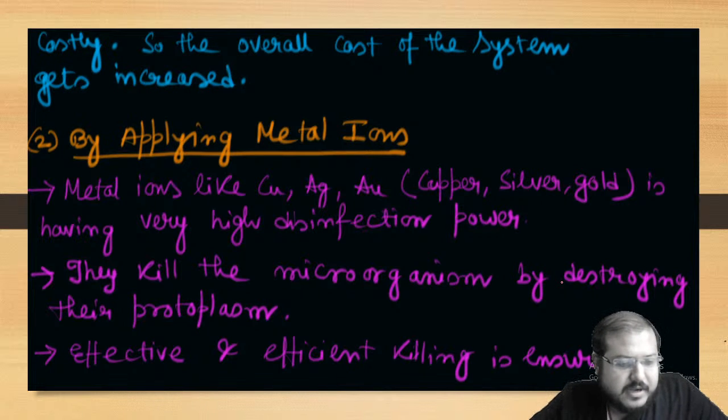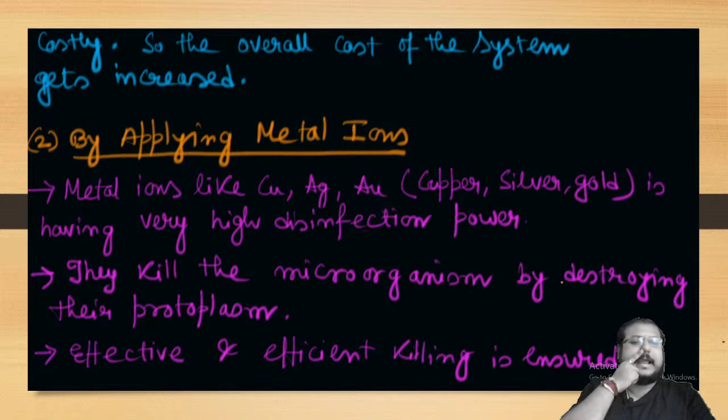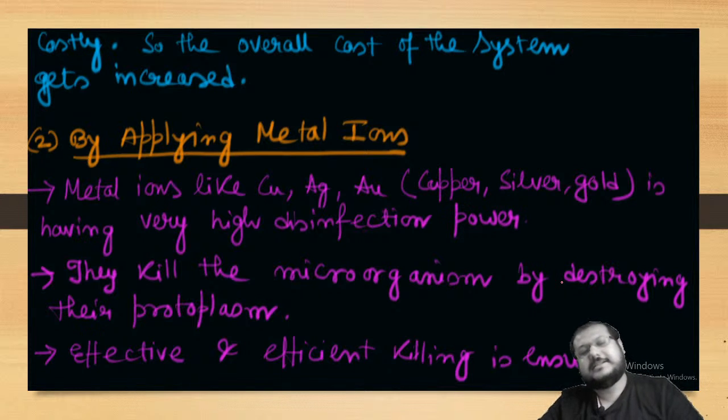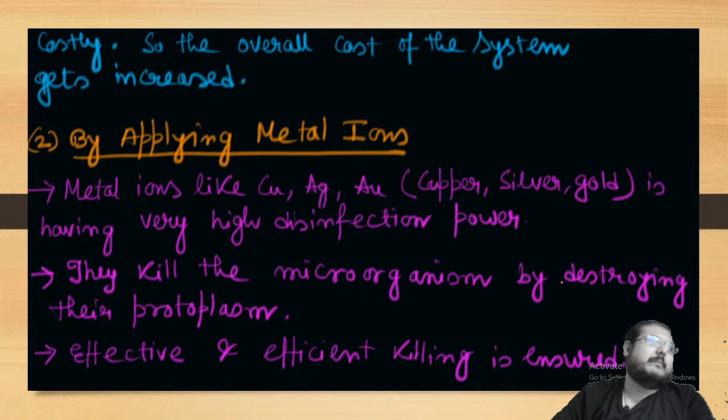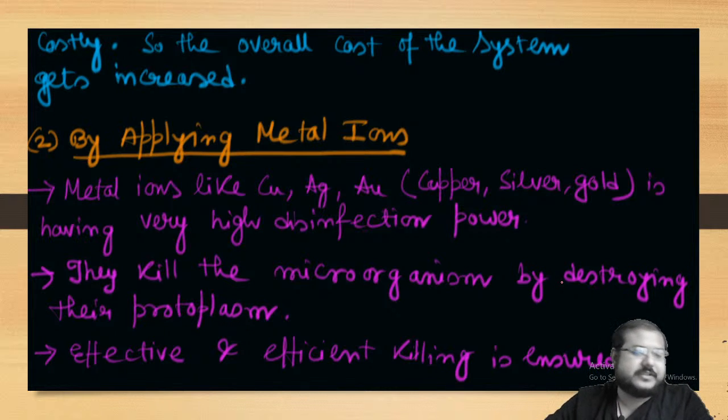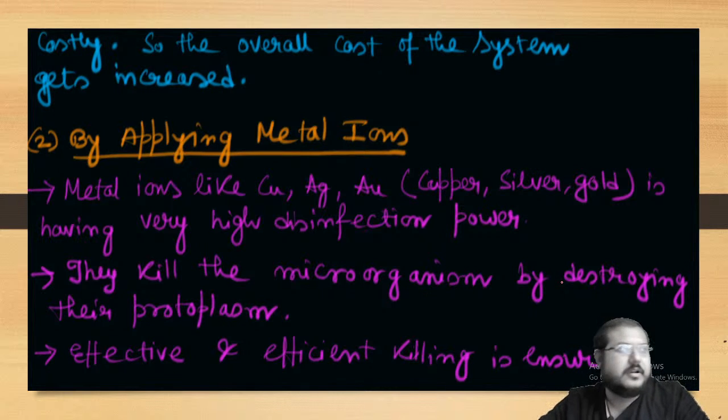Okay, now this is given: by applying metal ions. Metal ions like copper, silver, gold have high disinfection power. You have seen that generally after birth, children are fed with a silver spoon.